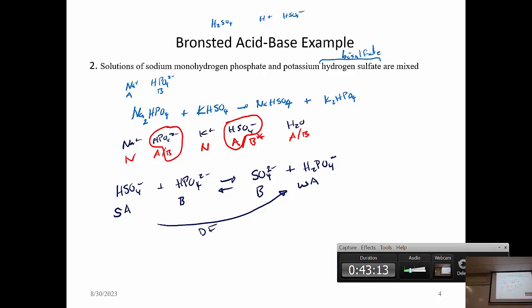Our driving force is stronger acid to weaker acid. We only need to look at the acids or the bases because of the conjugate relationship. If this is true, then it must be true that we're going from a stronger base to weaker base as well. In other words, it's got to go strong, strong to weak, weak, or weak, weak to strong, strong. It cannot go strong, weak, strong, weak. So is it true that monohydrogen phosphate is a better base than sulfate? Can you verify that on the chart? Monohydrogen phosphate is a better base, stronger than sulfate. Is that correct? Yeah. All right. So we got no reaction for metathesis, but we do have reaction for Bronsted acid-base occurs.